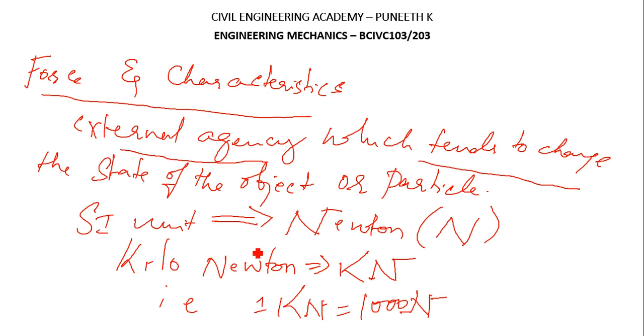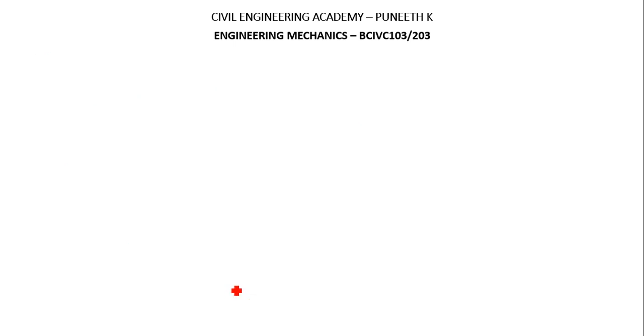So, a force is an external agency which tends to change the state of the object or particle. The SI unit of force is Newton, indicated by capital N. The force is also represented in the SI unit kilonewton, where K is small and N is capital when you are indicating it. And the final conversion: 1 kilonewton is equal to 1000 Newton.